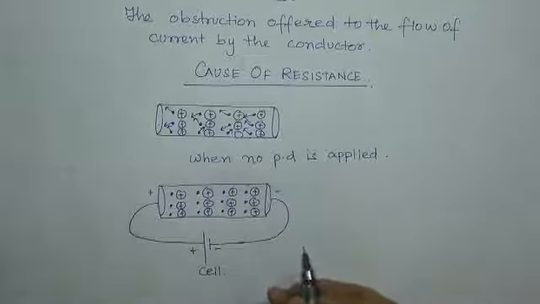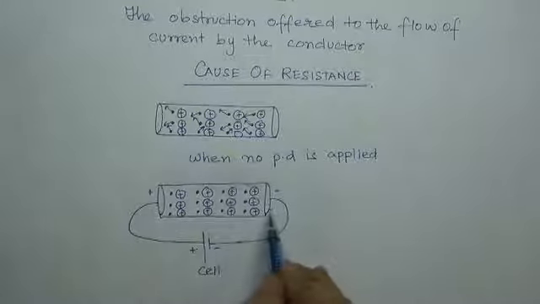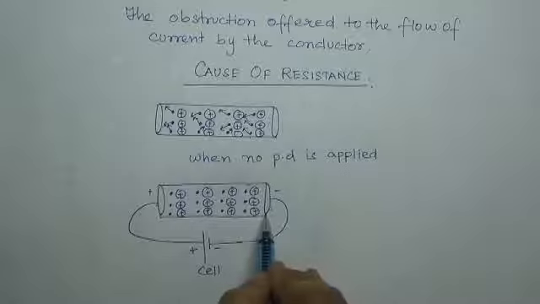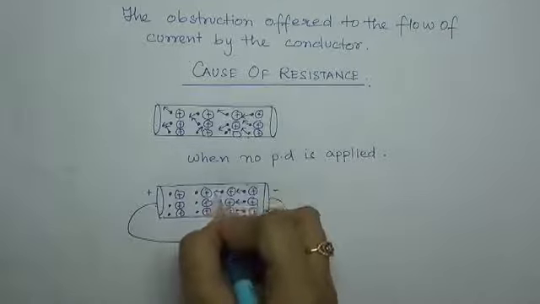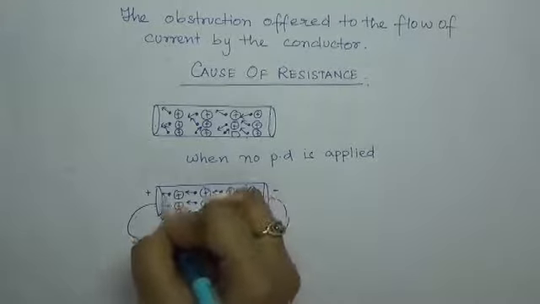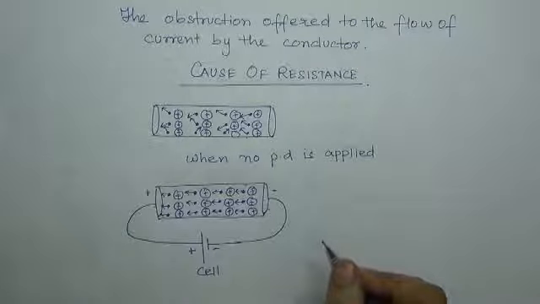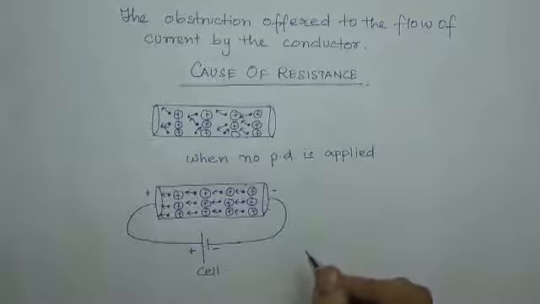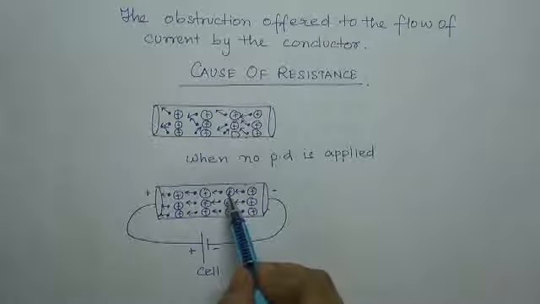Now what is happening? Because of the potential difference across the ends of the conductor, the electrons start moving from the negative terminal to the positive terminal. They are getting accelerated; the potential difference is providing them an acceleration towards the positive terminal. Their speed is increasing, but during their movement, they collide with the fixed positive ions and lose some of their kinetic energy.